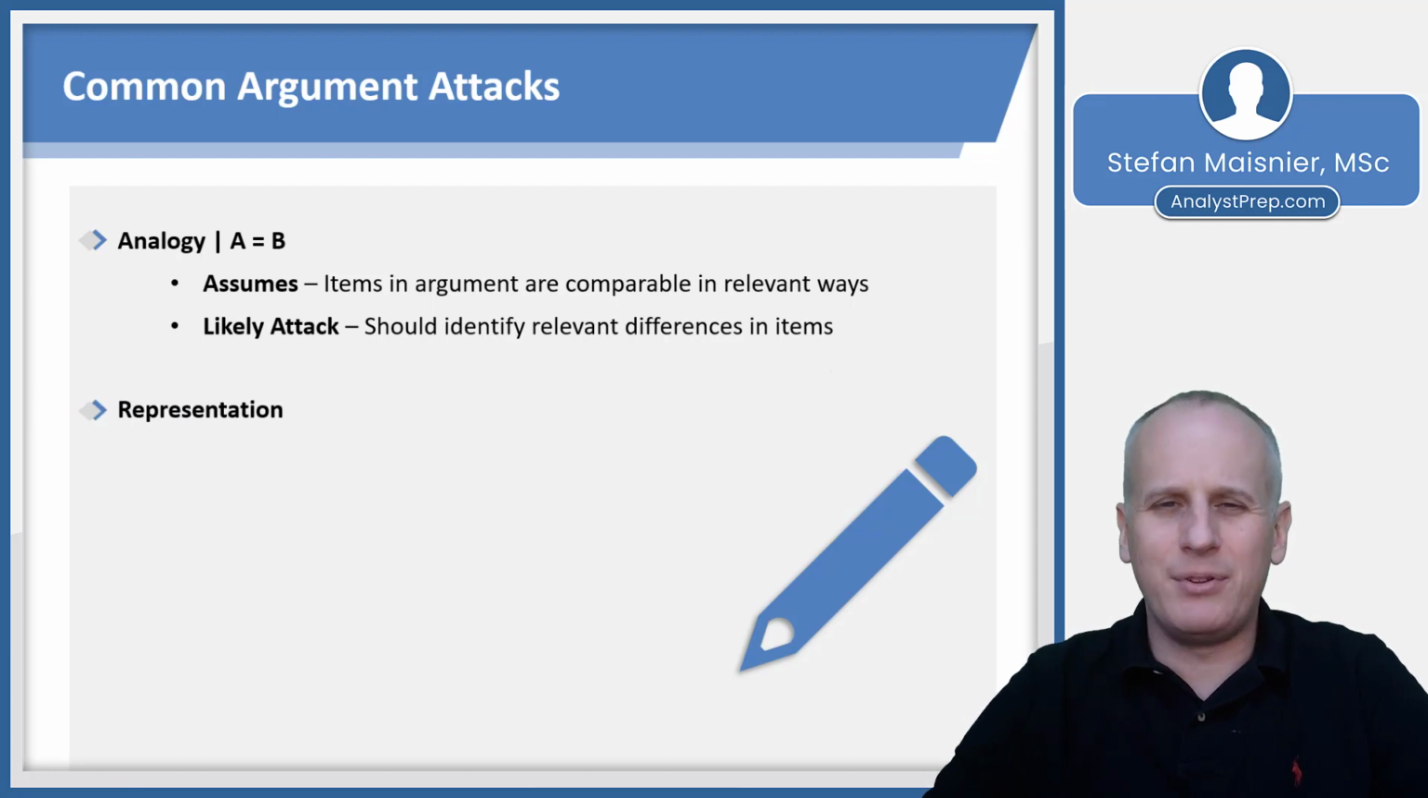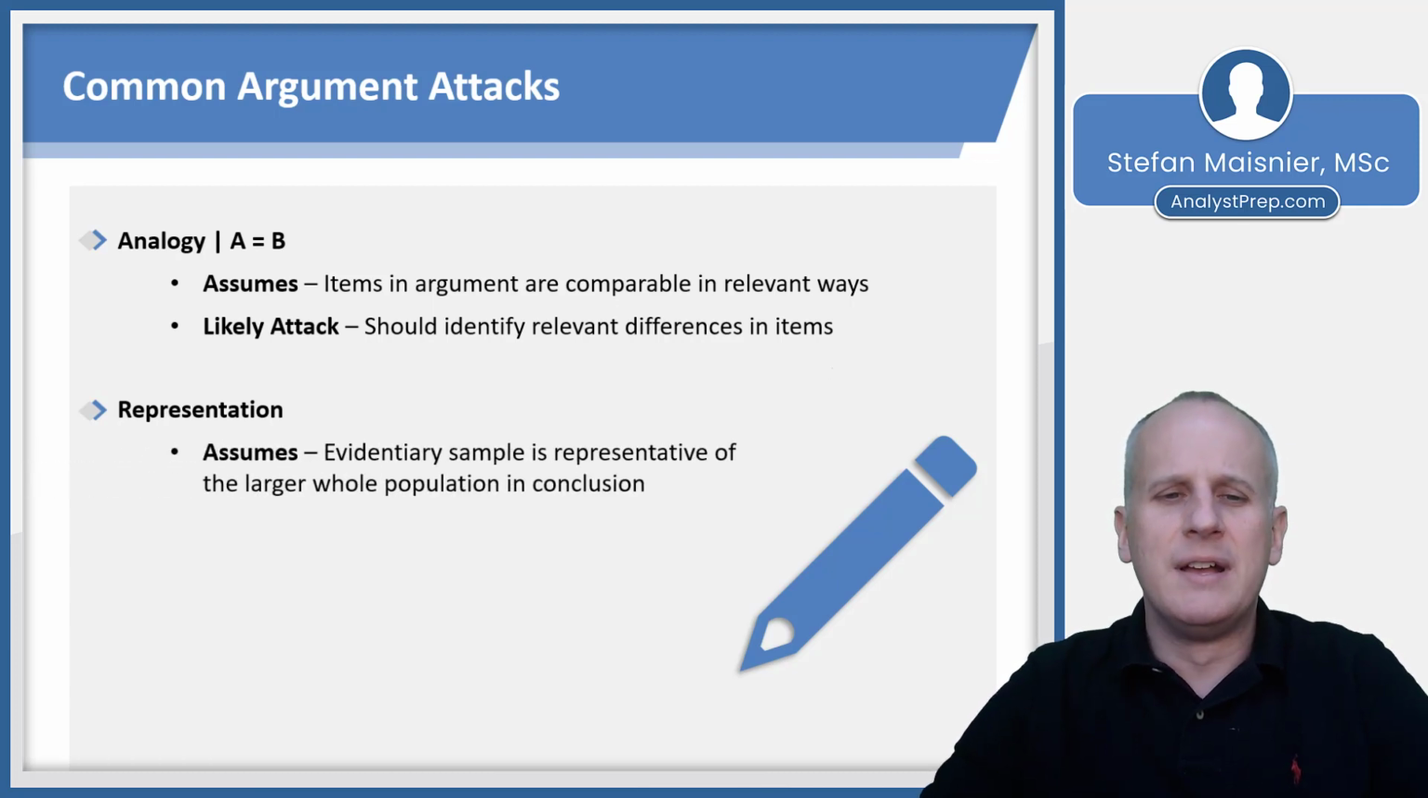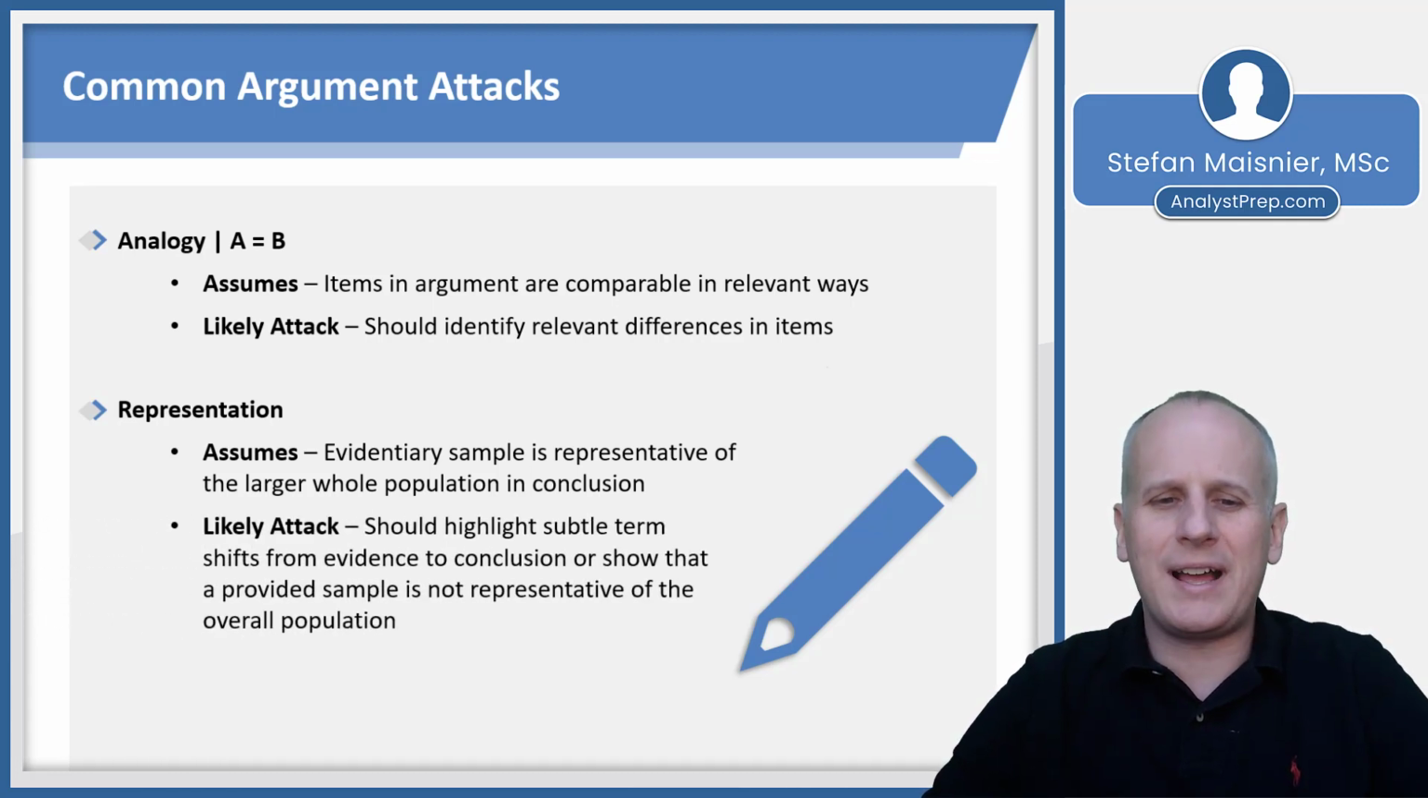A representative sample is when you take a group of something and then apply it to a larger population. So all representative arguments assume that the sample is representative of some other population or a larger whole population that's presented in the conclusion. So a likely attack here would highlight potentially subtle term shifts from the evidence to conclusion to show that the provided sample is not representative of the overall population. So you're going to say, hey, actually, this many doesn't necessarily mean more than 50% or most. You want to look for those subtle term shifts to really be able to home in on representation methods of weakening an argument.